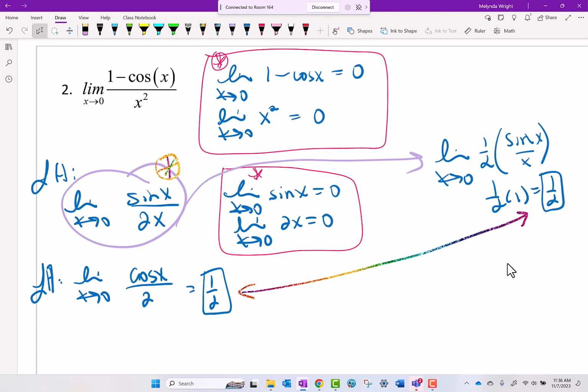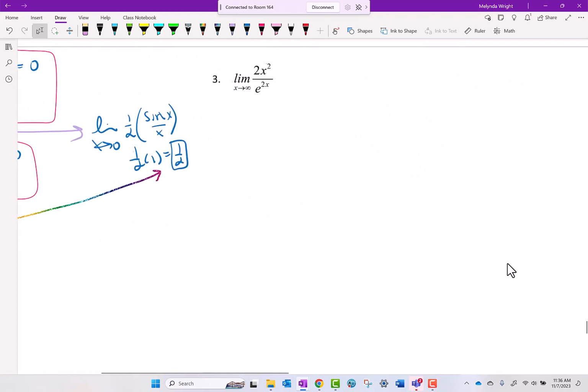The final answer is 1/2. Whether you choose to do L'Hopital twice or whether you choose to break off L'Hopital and do the special limit, you still get 1/2. Okay, does that make sense? Okay. So let's look at this one.